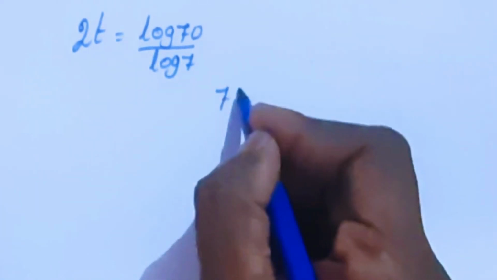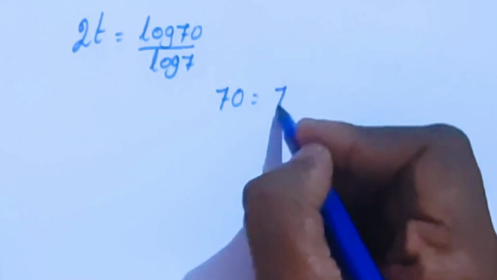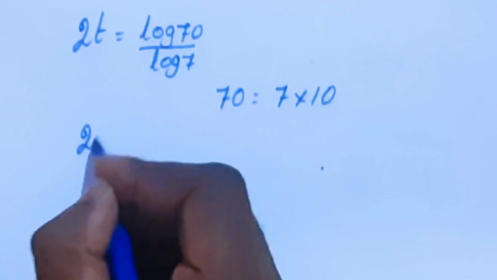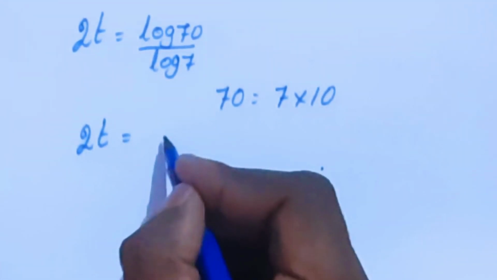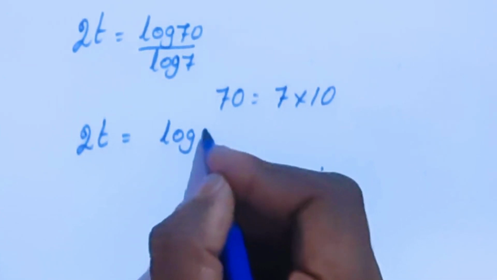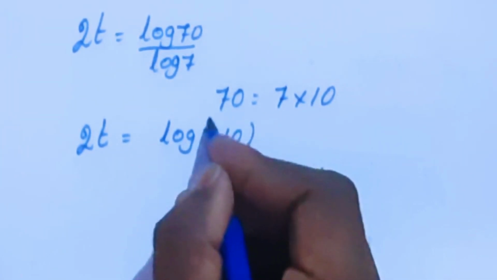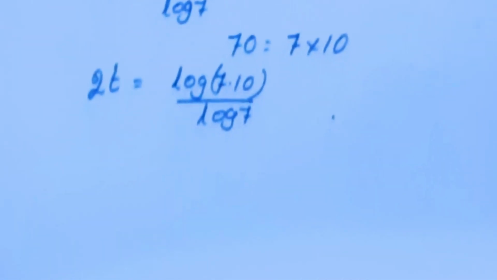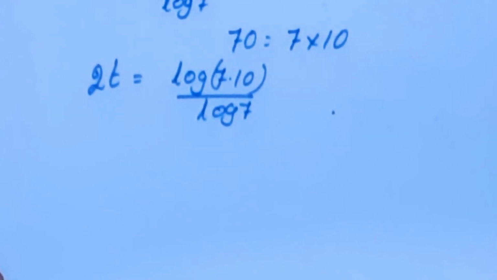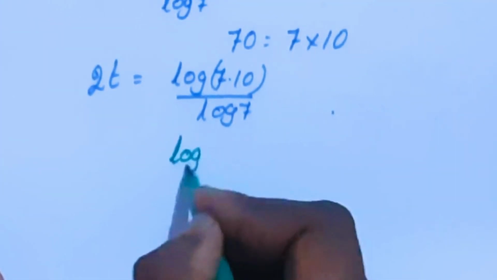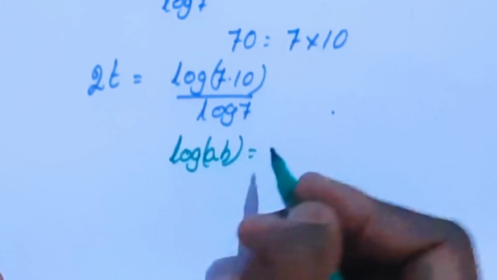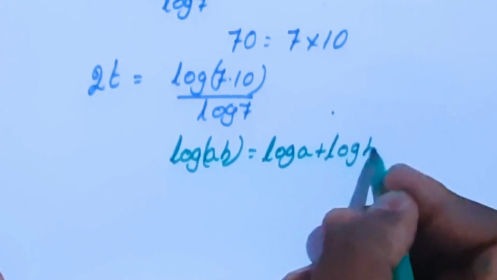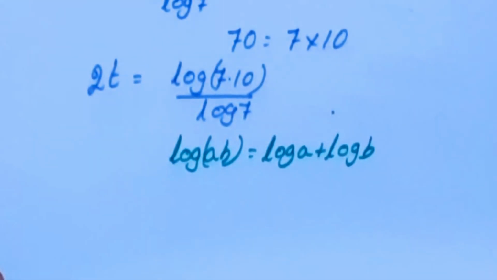Now this 7t can be written as 7 times 10. So 2t equals log (7 times 10) by log 7. Now we are going to apply the log product formula, that is log ab equals log a plus log b. This formula we are going to apply here.